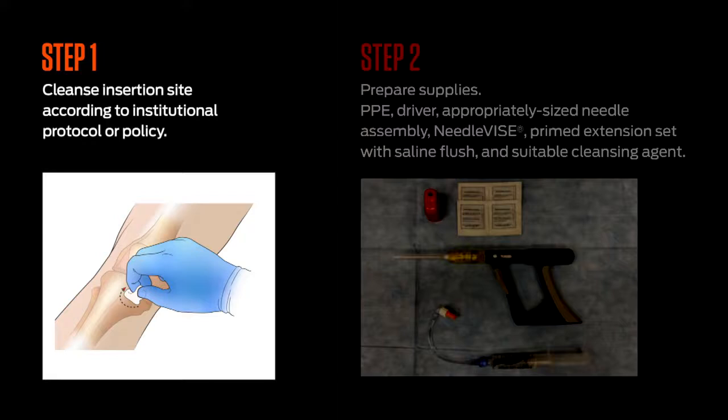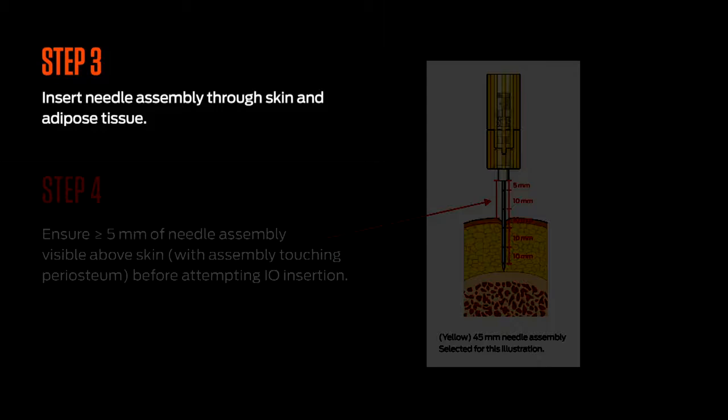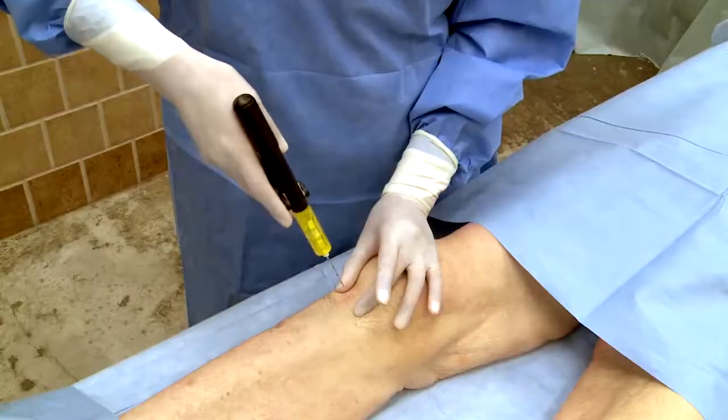1. Clean the insertion site according to institutional protocol or policy. 2. Prepare supplies. This means don PPE, prime your infusion set, attach the needle assembly to the driver. It's important not to touch or contaminate the uncapped, sterile components of the needle assembly. It's also important to control any patient movement prior to or during the procedure. Number 3. Insert needle assembly through the skin and adipose tissue.